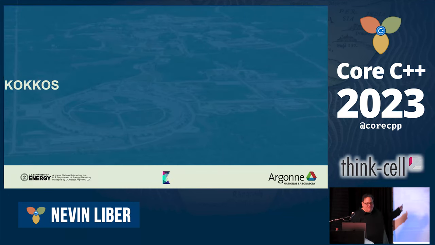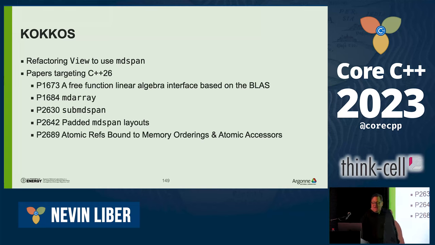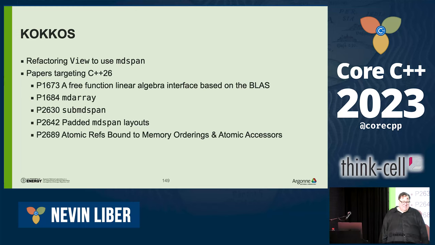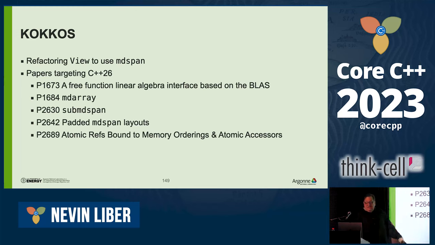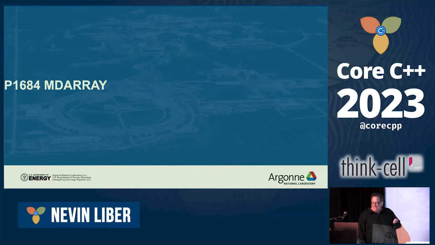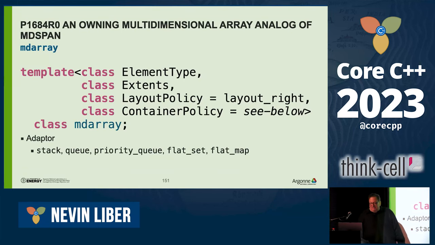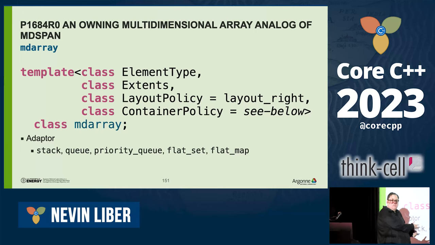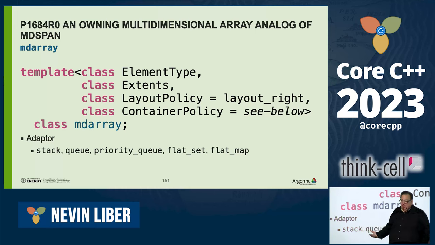And then things we're doing in Kokkos, right? We have five related papers being targeted. Right now, we are refactoring our Kokkos view to internally use MDSPAN. The papers are the BLAS, MDARRAY, MDSPAN padded layouts, and atomic refs and atomic accessors. MDARRAY is the owning version, and it's an adapter, right? So the space is actually owned by something underneath. It could be an array, a vector, a small vector, whatever you want or need.